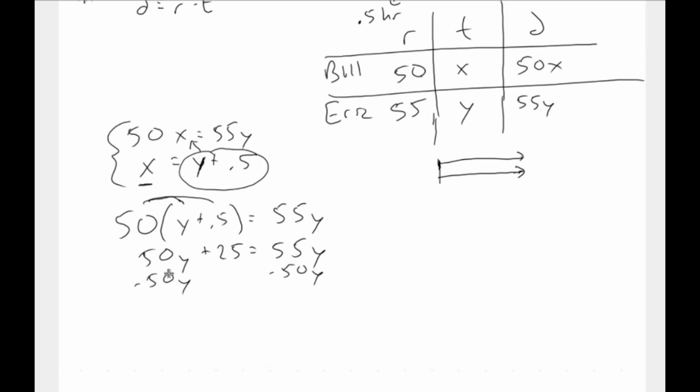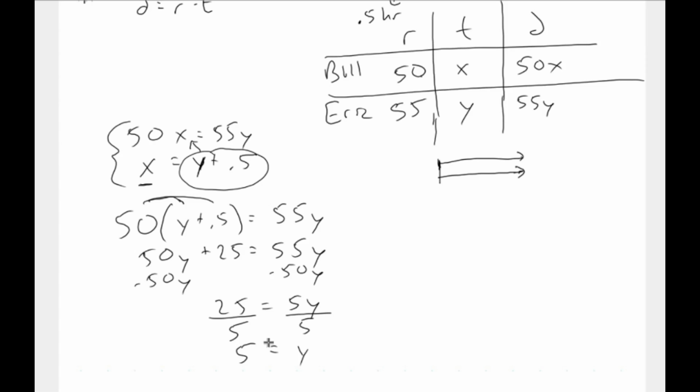I'm choosing to get this term over onto the other side of the equation since I have a constant here already. I could subtract the 25 from both sides and then subtract 55y from both sides to get rid of this term and that term, but it's actually quicker to just move it this way. I get 25 equals 5y. Then to finish solving this, I divide both sides by 5, giving me y equals 5.